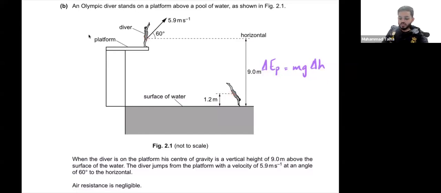So the center of gravity was initially 9 meters above. Now it's 1.2 meters above when he just hits the water. So the difference in height is really what we are concerned with, which is 7.8 meters. So here he has kinetic energy. He also has potential energy. And at this point, he would not have any potential energy because this is the lowest point. This is really where we are measuring the heights with reference to. So I just use the idea that the loss in potential energy, because he's losing this height, would be equal to the gain in kinetic energy.